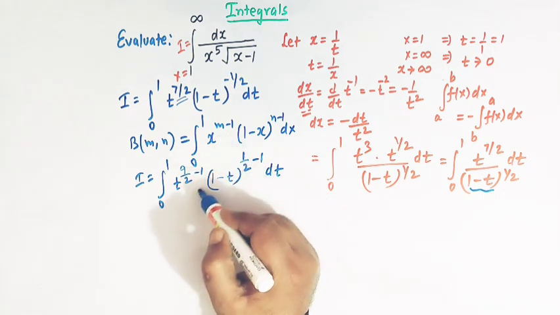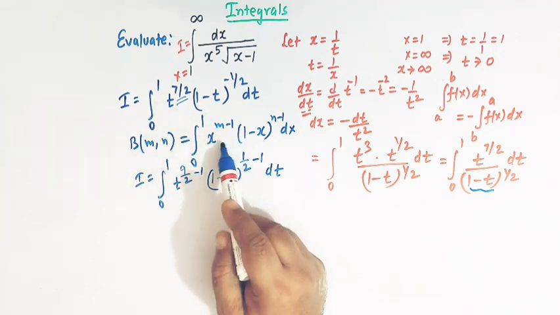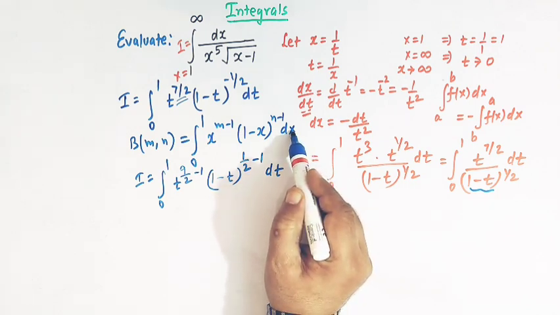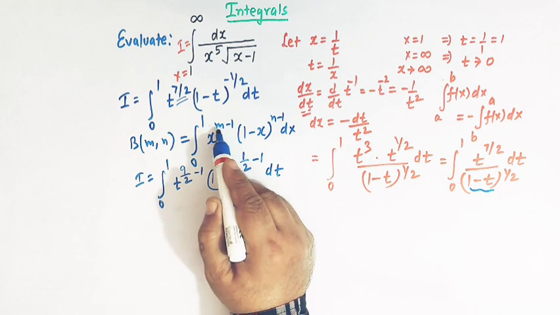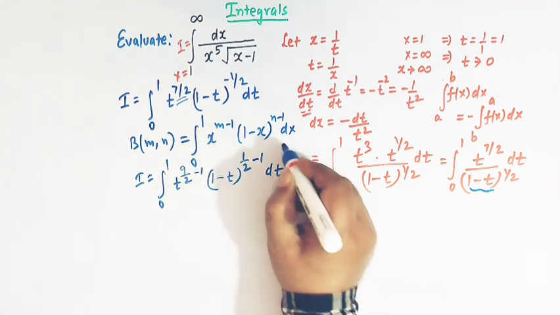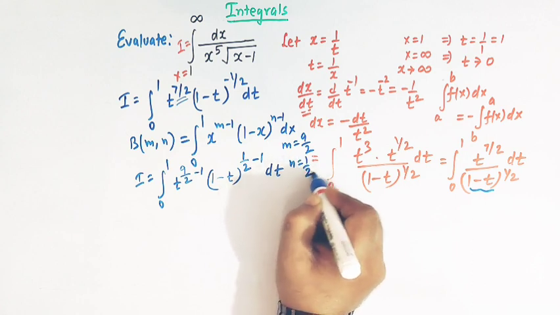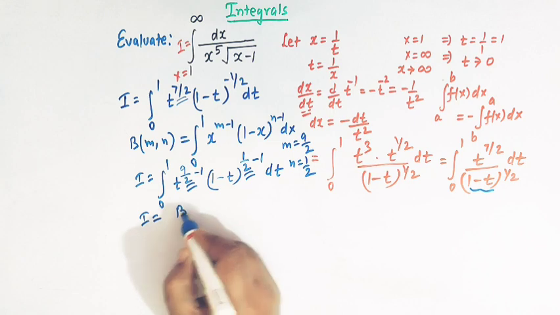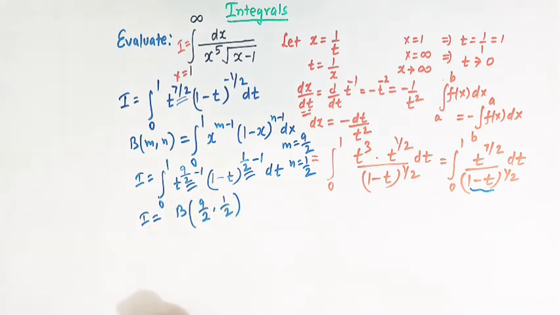So now we can see that this integral is similar to this one, except the variable. Here we have the variable x, here we have the variable t, right? Okay, so now we have m is equal to 9 by 2 and n is equal to half, right? This is n, this is m. So I is equal to beta of 9 by 2 and half, right?